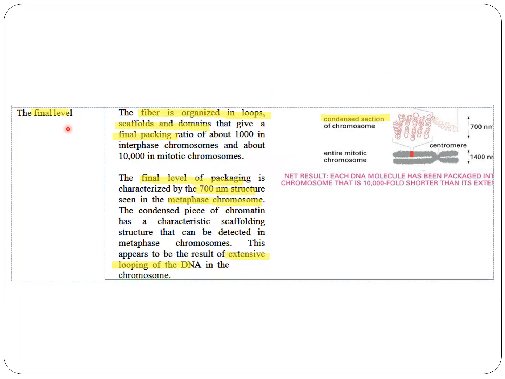And in the final level, the fiber is found to be organized in the form of loops or the scaffolds and domains, and this is about 700 nanometers in size. It is seen in the metaphase chromosome, and there is an extensive looping of DNA at this stage.